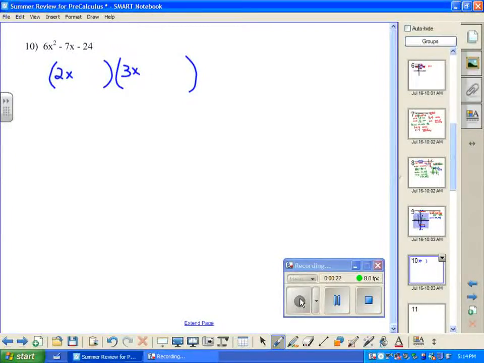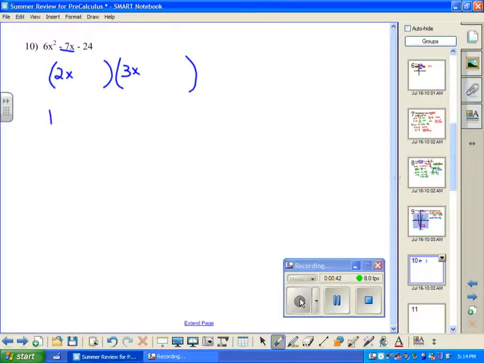And the reason I'm doing that is because our middle term is only a -7x. It's kind of low. So I know that when I multiply the terms together, I need to keep the value somewhat low. And if I multiply 6 by a factor of 24, that number might end up being too high. Now I need to keep in mind the factors of 24.